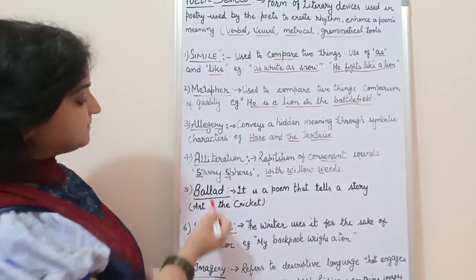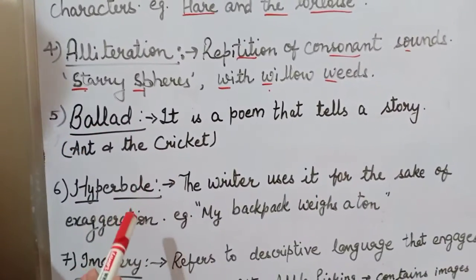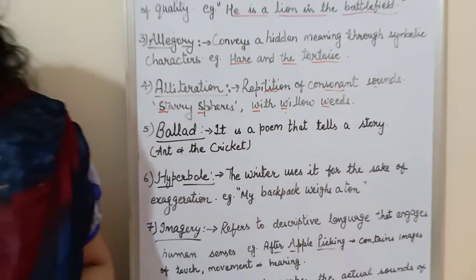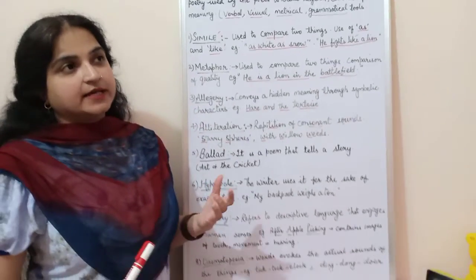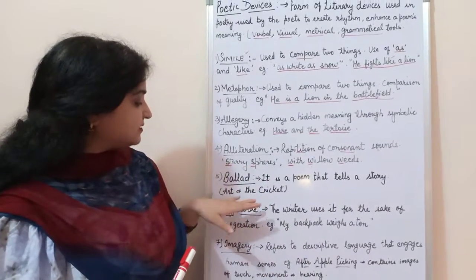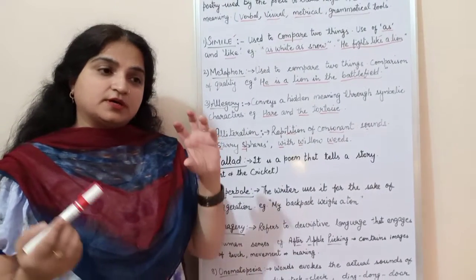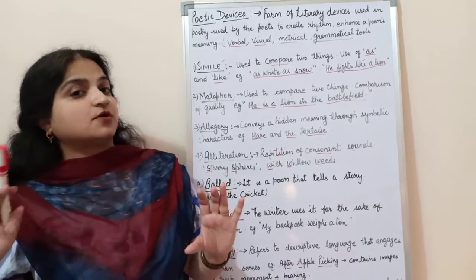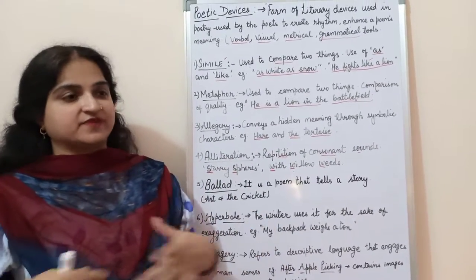Then comes ballad. Now ballad is very important. What is a ballad? It is a poem that tells a story. Now in class 8th you have read a poem, The Ant and the Cricket. In that poem there was a story of an ant and also of a cricket. The ant was very hardworking, whereas the cricket was very careless.